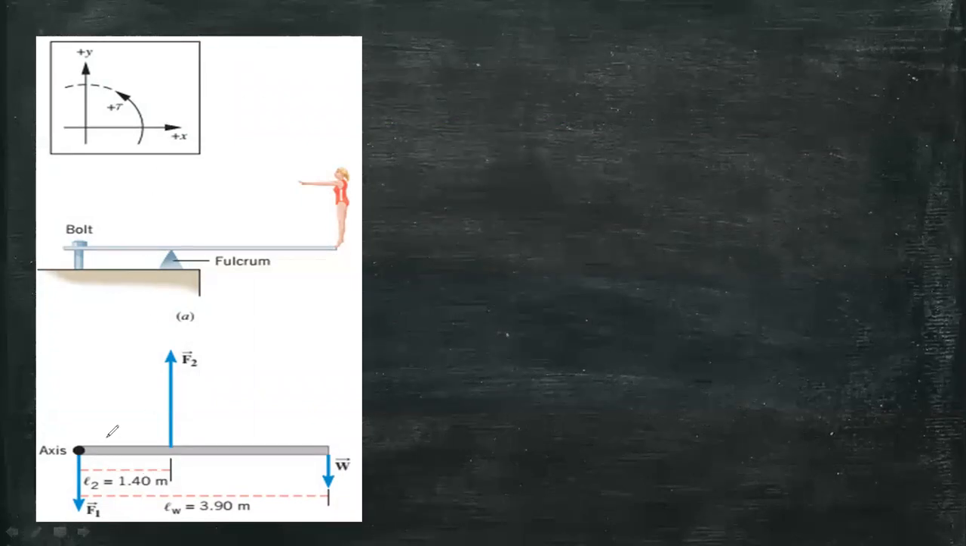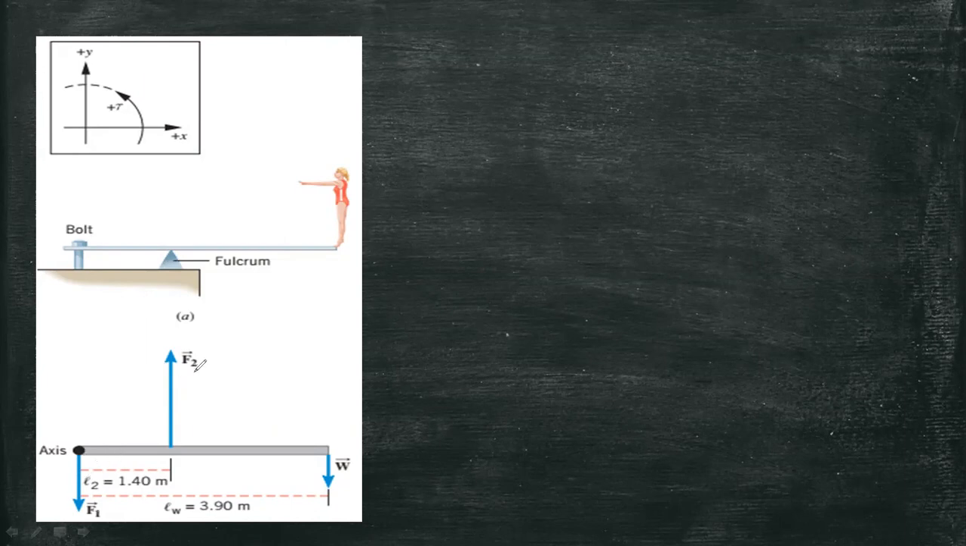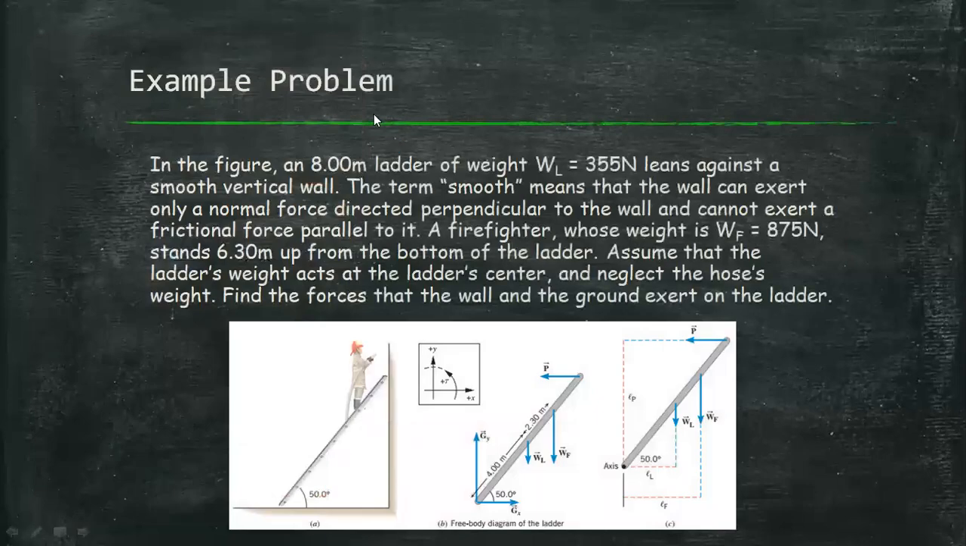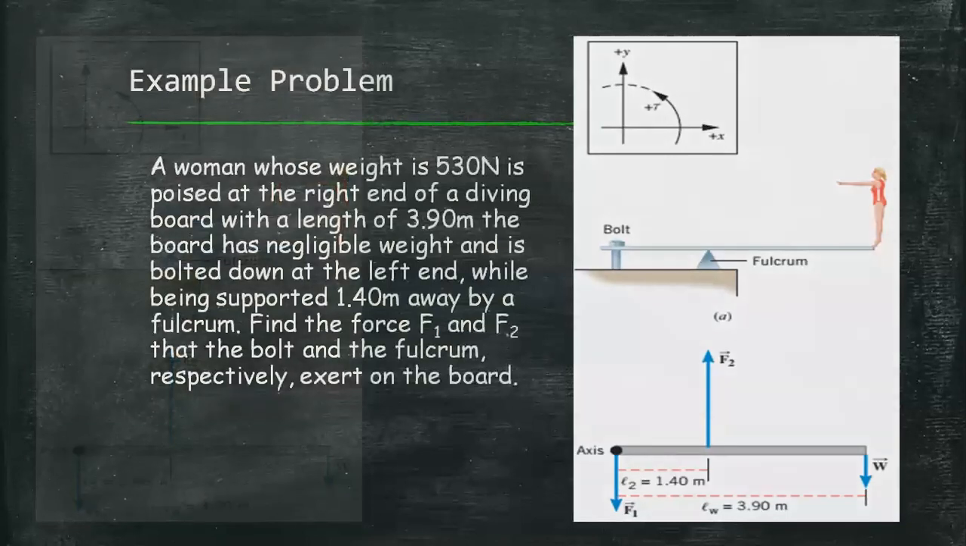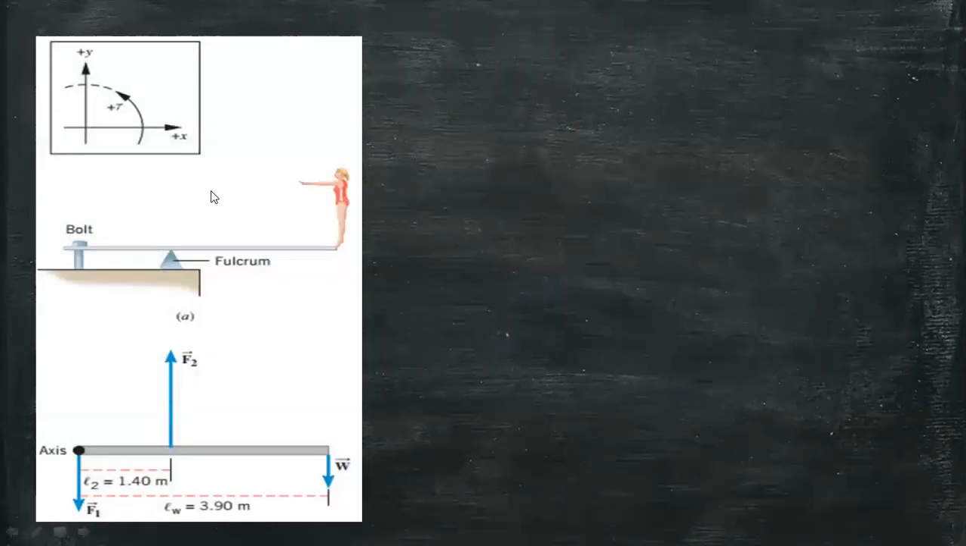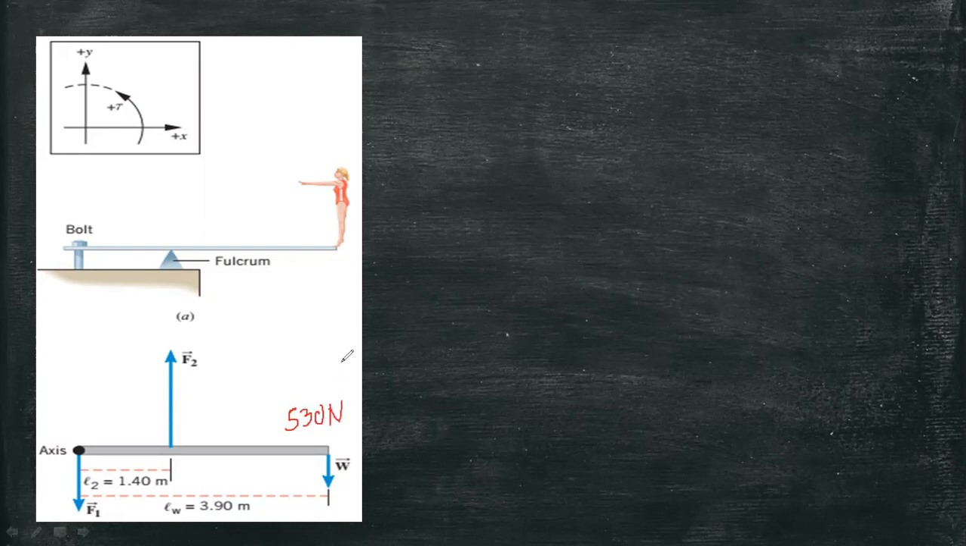So we have here the free-body diagram. We have three forces acting on this system, and they all only have y components: F1, F2, and the weight of the diver, which is 530 Newton. We have set the counterclockwise direction as our positive direction for torque, and the upward direction as positive for the y component.